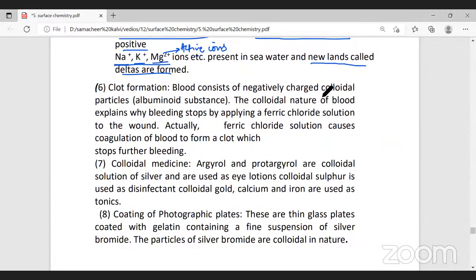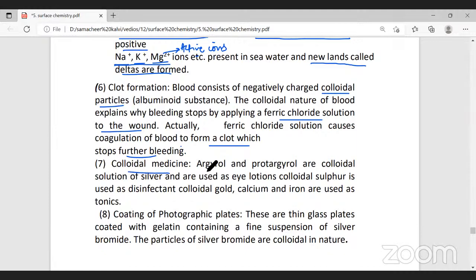Next, clot formation. Blood consists of a negatively charged colloid. This colloidal nature of blood explains why bleeding stops by applying ferric chloride solution to the wound. If you apply ferric chloride, the bleeding stops because the ferric chloride solution causes coagulation of blood to form a clot, which stops further bleeding. So colloids can be applied to form clots.